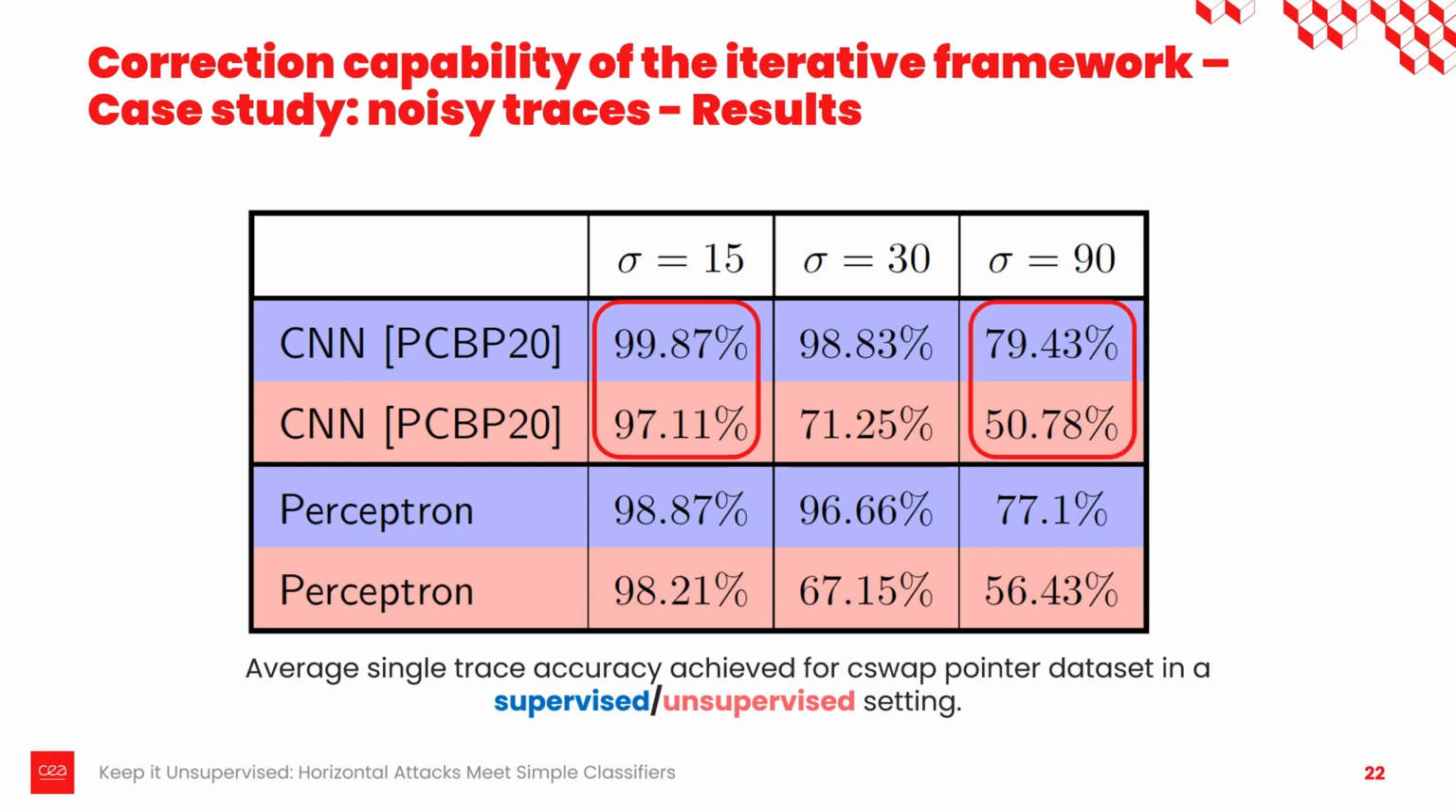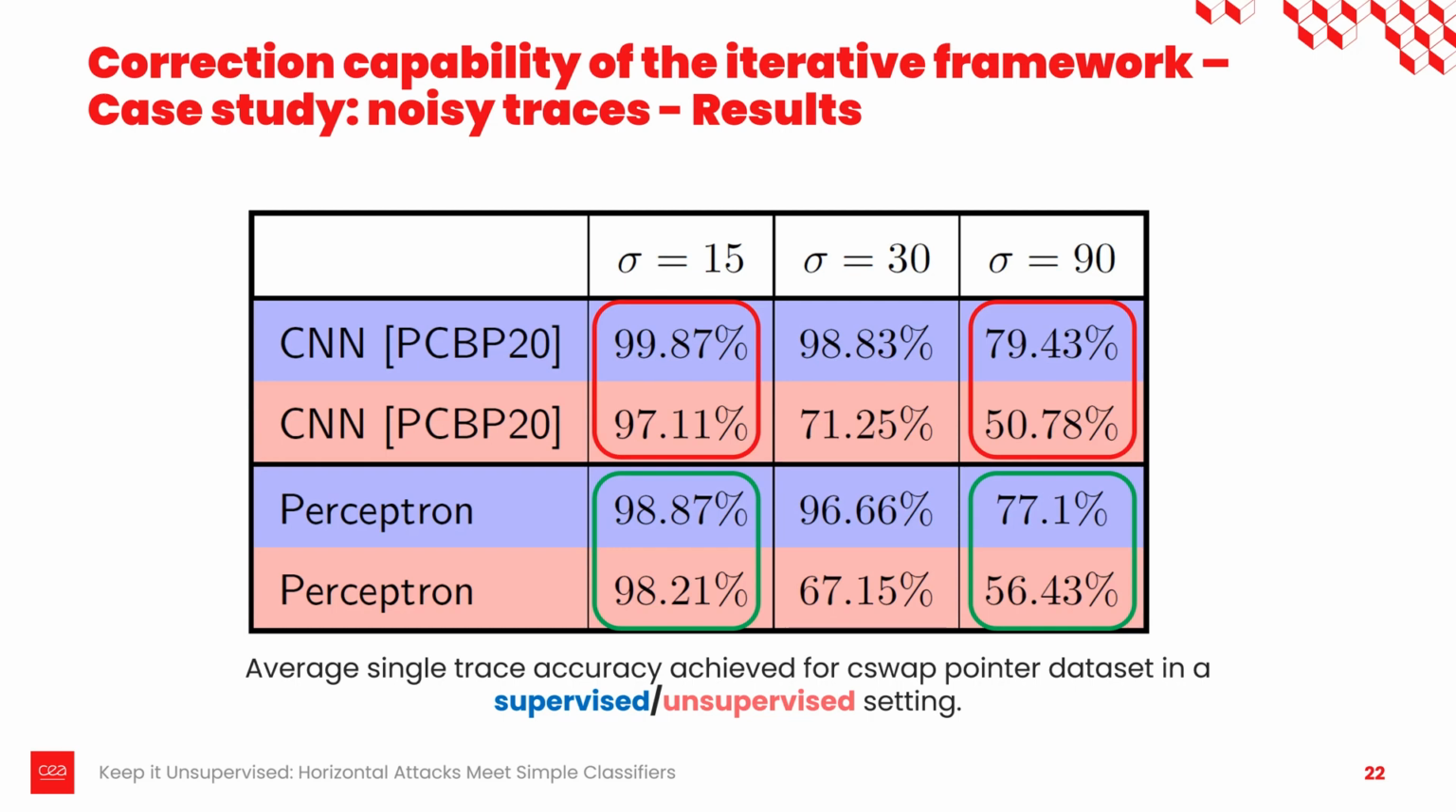Nonetheless, by raising this noise level, the problem becomes hard to solve, even in the supervised fashion. The upper bound accuracy with the considered CNN architecture is around 79%. In addition, the ability of the iterative framework to correct mislabeled data drops dramatically. And now if we look at the simple perceptron model, we observe that results are very similar.